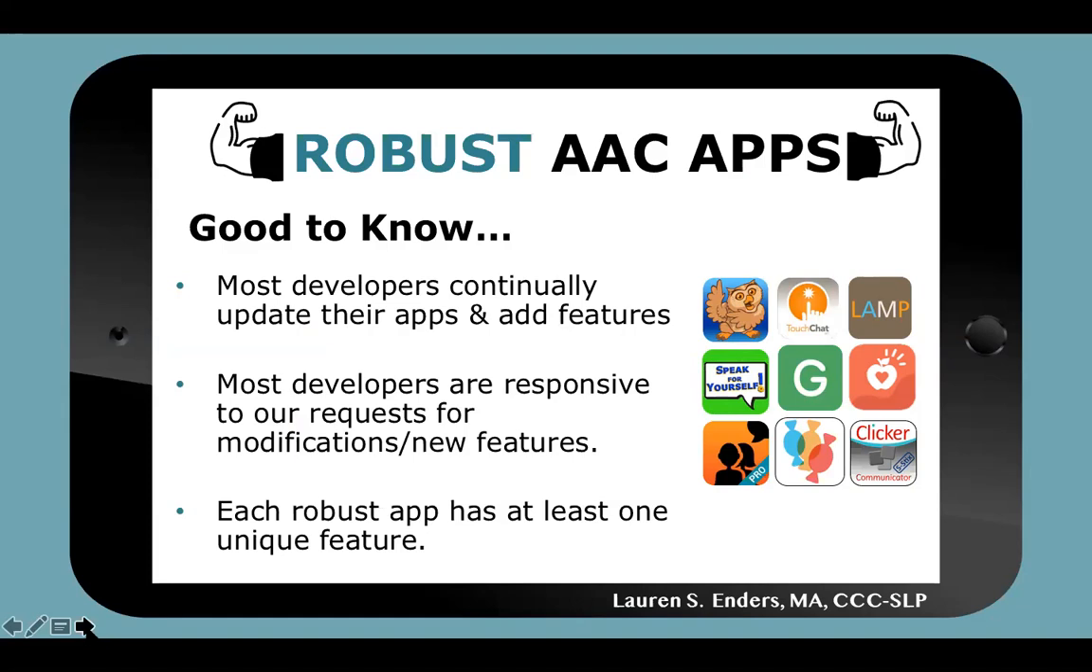See if it's something on the horizon, if it's something they're considering, or if they can explain to you why it wouldn't be something that they would use. And each robust app, as we go through these, you'll see that they have at least one unique feature, and that can really help sometimes in deciding which app to use.